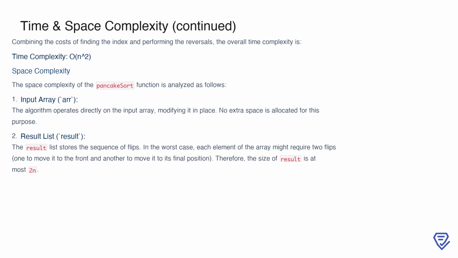Now, shifting to space complexity, the function operates directly on the input array, modifying it in place. This means no additional memory is allocated for processing the array itself. The algorithm does use a result list to store the sequence of flips, and in the worst case, each element in the array might require 2 flips, one to bring it to the front and another to move it to its final position. As a result, the size of the result list is at most 2n. This bounded memory usage ensures that the space complexity remains efficient.